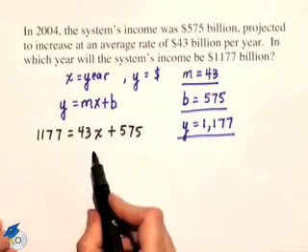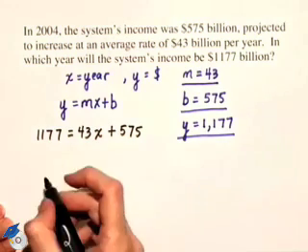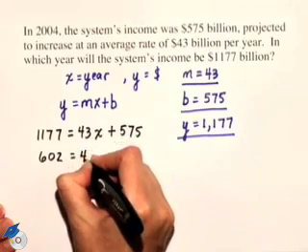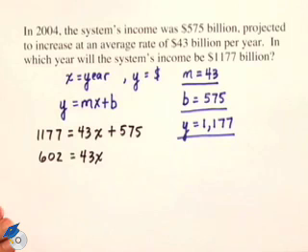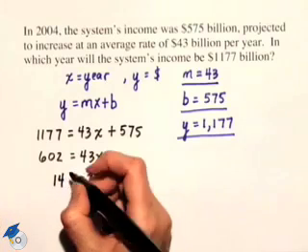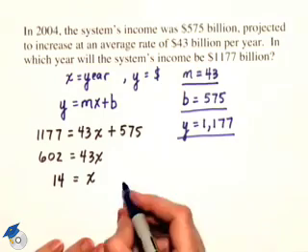So we can solve this for x by subtracting 575 from both sides of the equation. When we do, we'll get 602 is equal to 43x, and then we just divide both sides of the equation by 43, and we come up with x is equal to 14. So what's the answer to our question? We wanted to know in which year will the system's income be 1,177 billion. Well, that's when x equals 14.